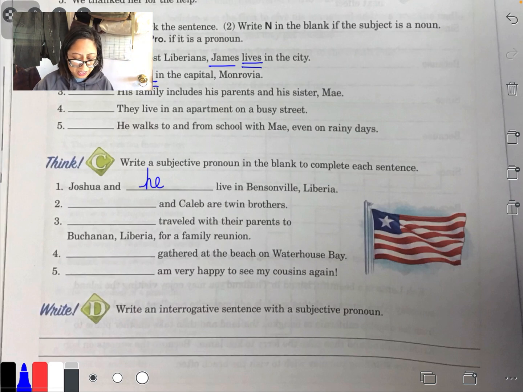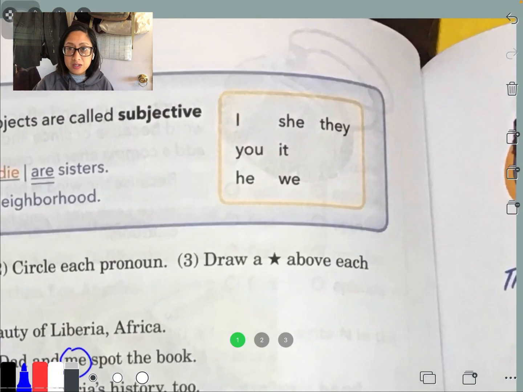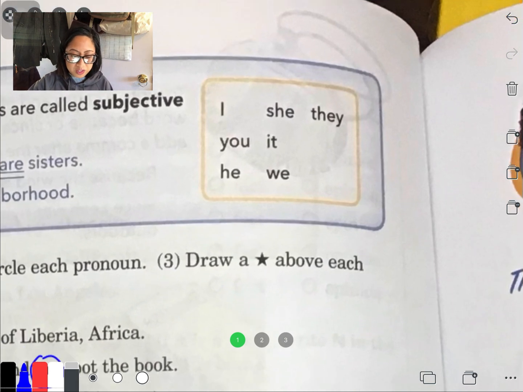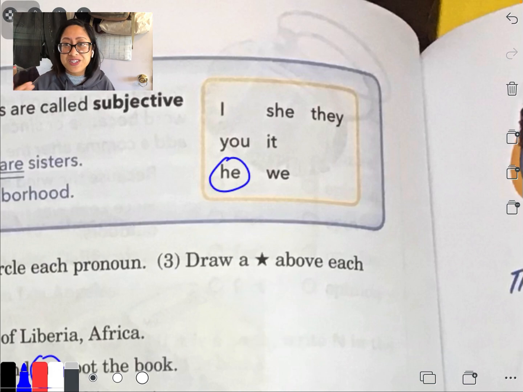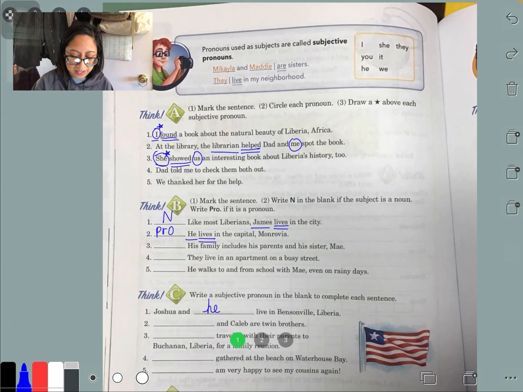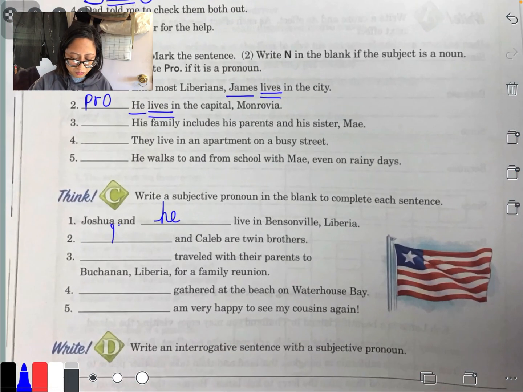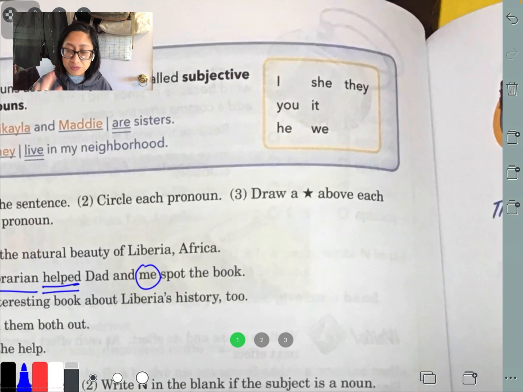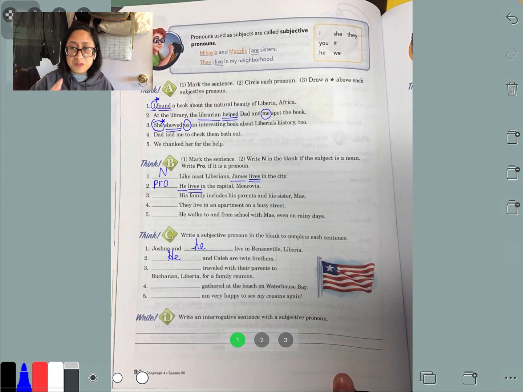Number 2, blank and Caleb are twin brothers. Okay, again, I've got to choose one of these pronouns, but it has to make sense. Brothers, they're boys, so I've got to use he again. He and Caleb are twin brothers. Okay. We're going to do 3, 4, and 5 again at our Zoom meeting. I want to be able to tell you in person and explain to you in person the importance of knowing what subjective pronouns are.